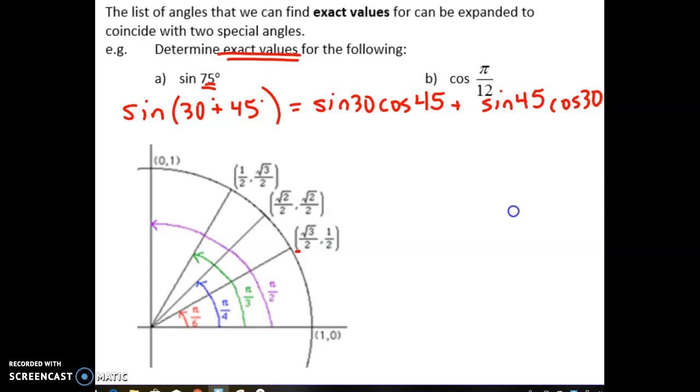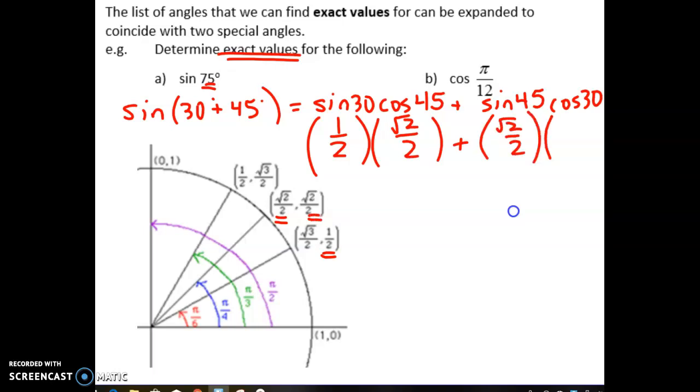So sine at 30 degrees is root 3 over 2. So I'm going to trade sine 30 for root 3 over 2. Cos 45, oh sorry, I said that wrong. Thank you. Sine is the second one. So actually sine 30 should be 1 over 2. Sorry about that. Cos 45 is root 2 over 2. Sine 45 is also root 2 over 2. And then cos 30 is root 3 over 2. So those are all of our exact values.